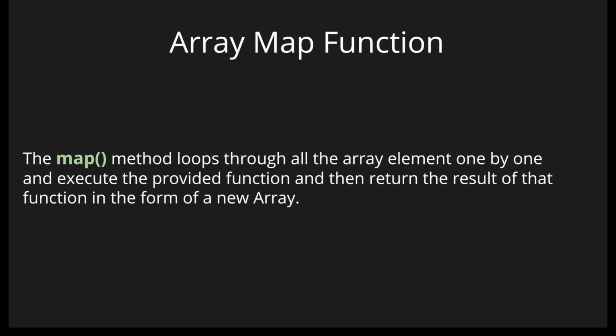Today we are going to see how the array.map function works in JavaScript. So let's take a look at its definition first. The map method loops through all the array elements one by one and executes the provided function, and then returns the result of that function in the form of a new array.